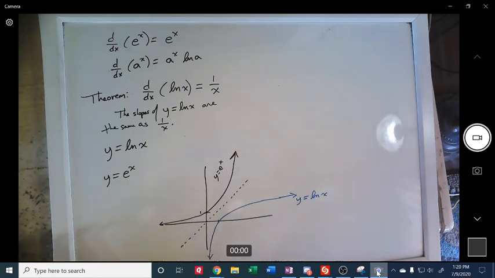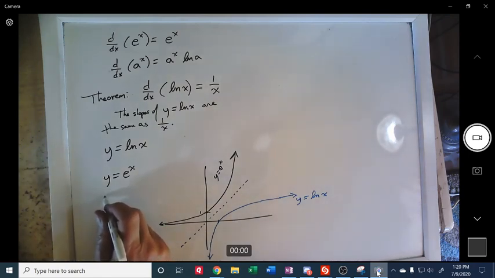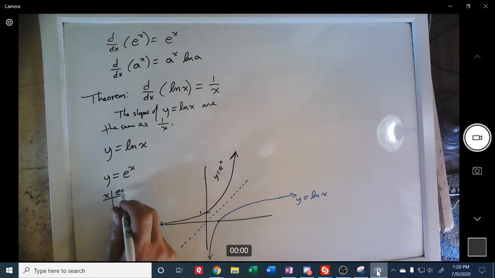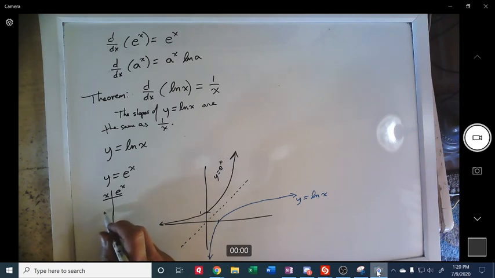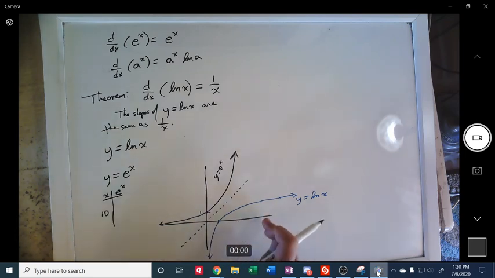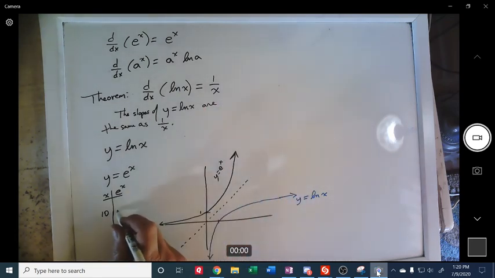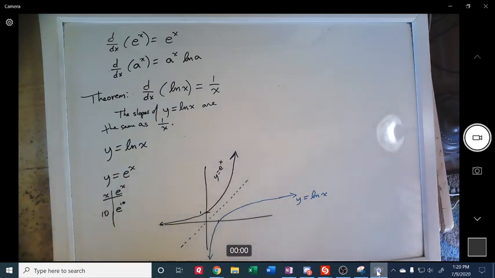Now, on this function, y equals e to the x, if you put in a large point like 10, so all you have to do is go over 10. The height is going to be e to the 10th power, which is huge. Let me just punch that out of my calculator real quick.